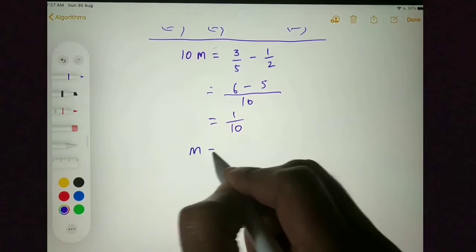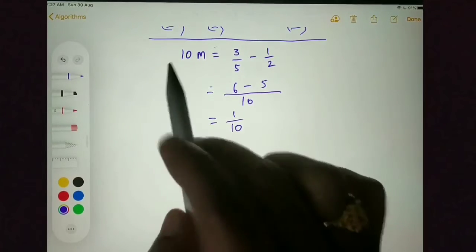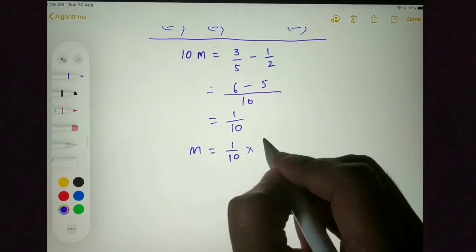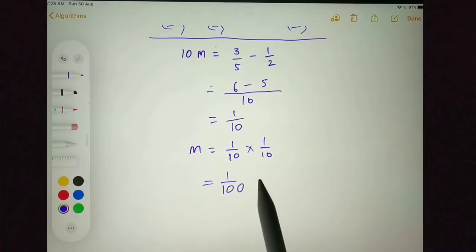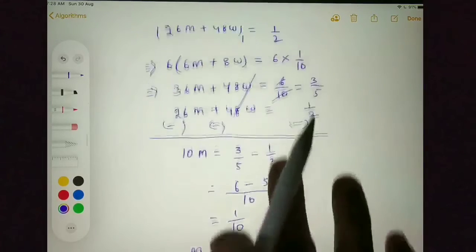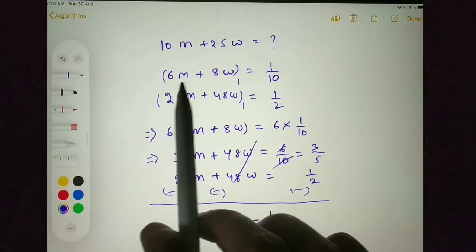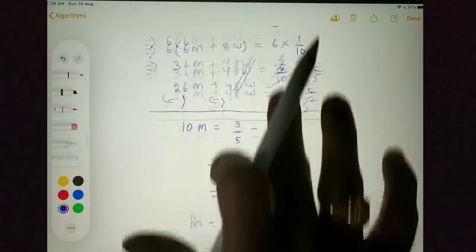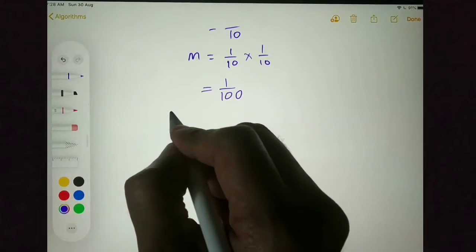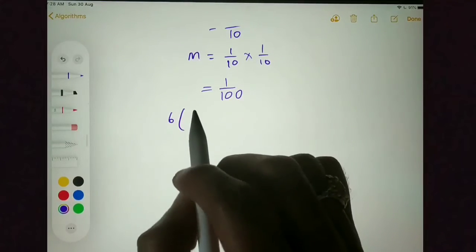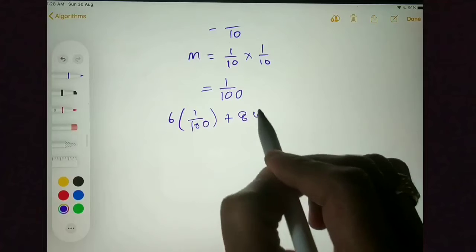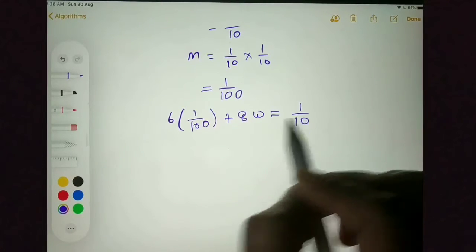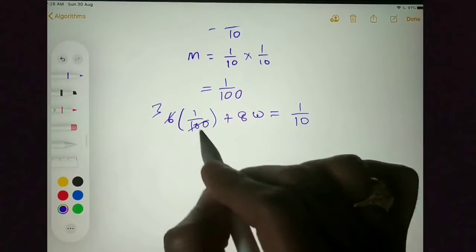What is 1 man's 1 day's work? It is 1 by 10 into, if this 10 goes that side, 1 by 10, that is 1 by 100. So this is 1 man's 1 day's work. Now substitute this in the equation. What is the equation? That is 6 men plus 8 women is equal to 1 by 10. 6 men, and we know the man's 1 day's work is 1 by 100, plus 8 women is equal to 1 by 10, and 2 3s and 2 50s.